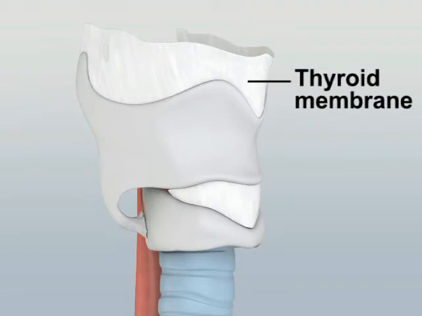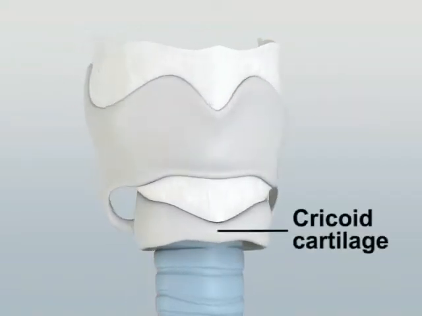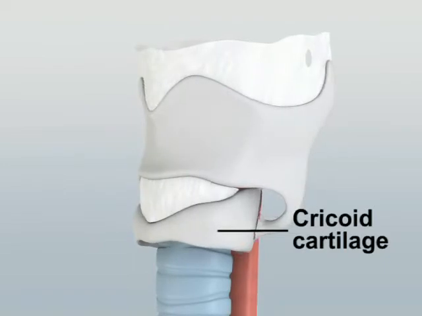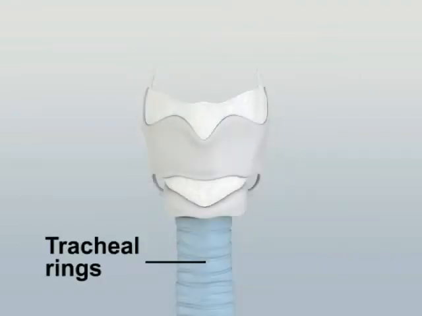Superior to the thyroid cartilage and connecting it to the hyoid bone is the thyroid membrane. The cricoid cartilage forms the inferior border of the cricothyroid membrane and is the only completely circumferential cartilaginous structure of the larynx. The tracheal rings descend inferiorly to the cricoid cartilage.